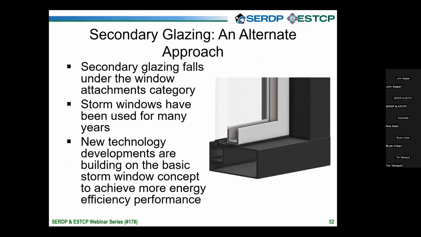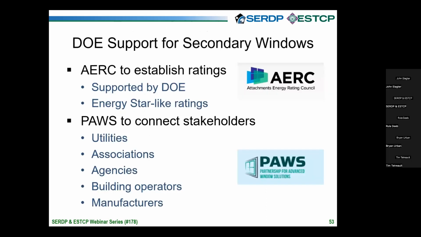Secondary glazing or secondary windows is just a fancy word for storm windows. Storm windows have been around for many, many years, and they've always worked well. But this technology, this sector has had a lot of activity in the last decade or so, developing new approaches to make secondary windows a much more effective and viable technology for improving energy performance of windows.